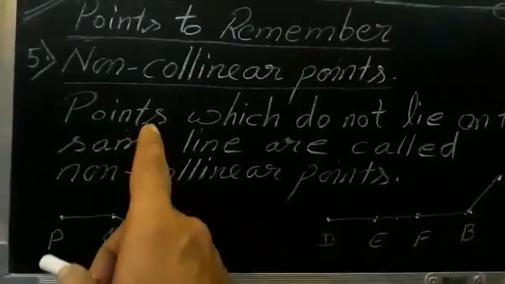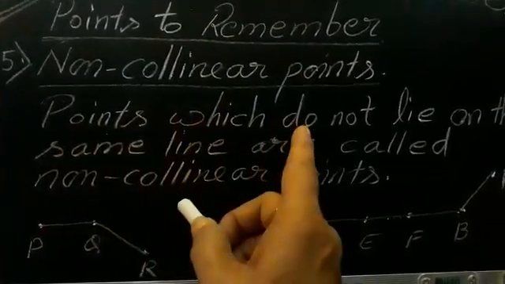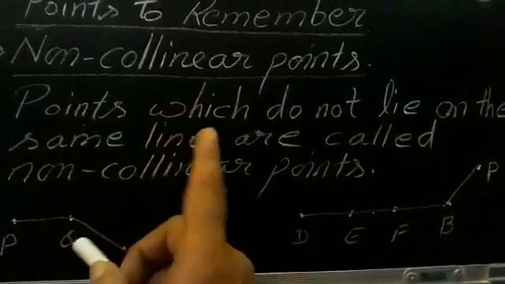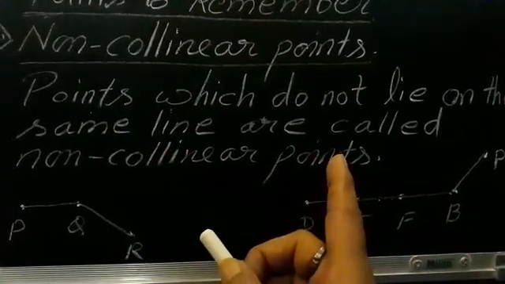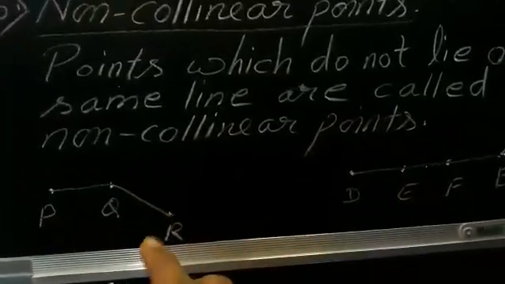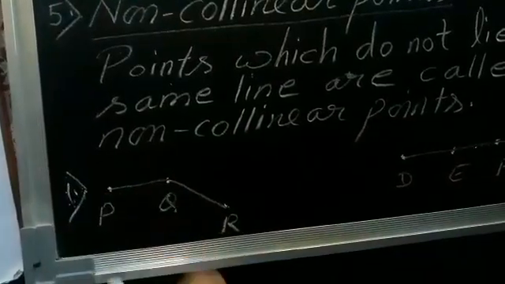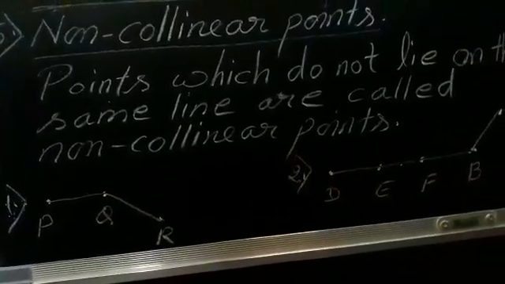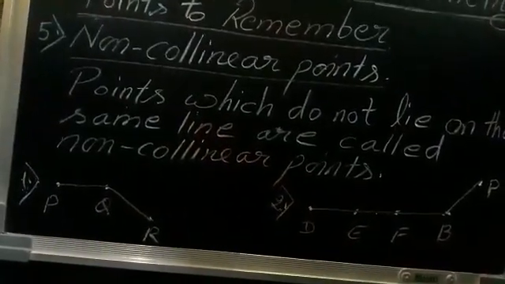Remember this. Again I am reading here. Points which do not lie on the same line are called non-collinear points. Okay? You can draw both the diagrams. You can take it as first and second. Okay? So write neatly and draw both the figures. Okay?